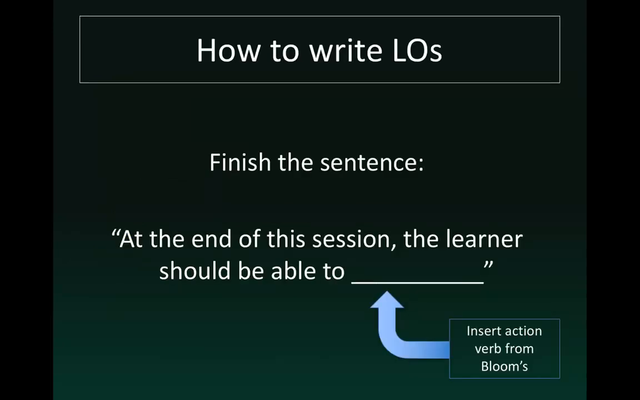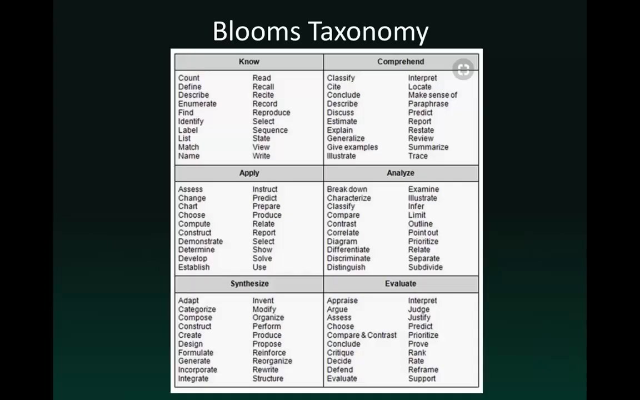So when you actually sit down to write these, you want to finish the sentence: at the end of the session, the learner should be able to blank, and you want to insert an action verb from Bloom's. Now when you're sitting down to write these, sometimes it can be hard to think of these action verbs, but if you simply Google Bloom's taxonomy, there are a whole variety of different tables out there. This is one of the ones that I prefer because it's nice and clear. And for each level of cognitive skill, there are a variety of different action verbs that you can use as you write your learning objectives.